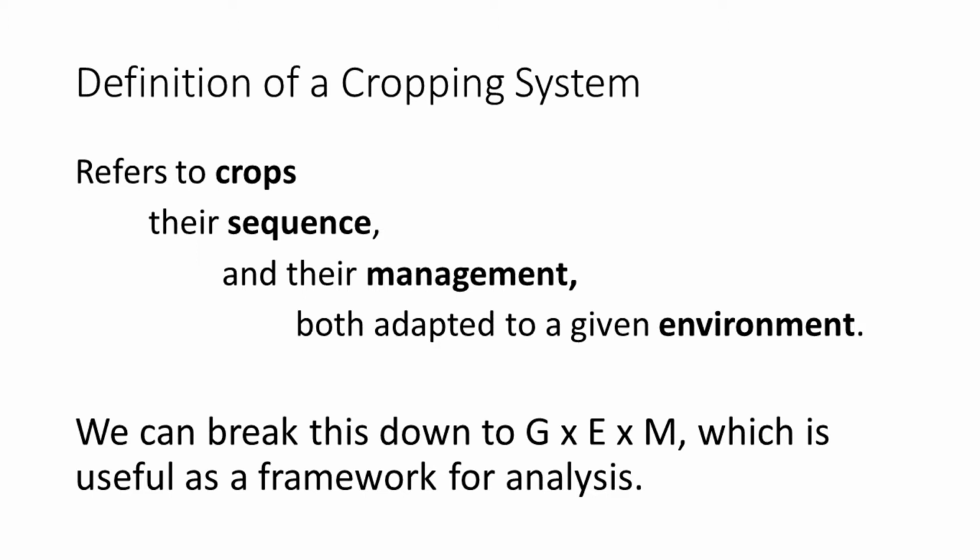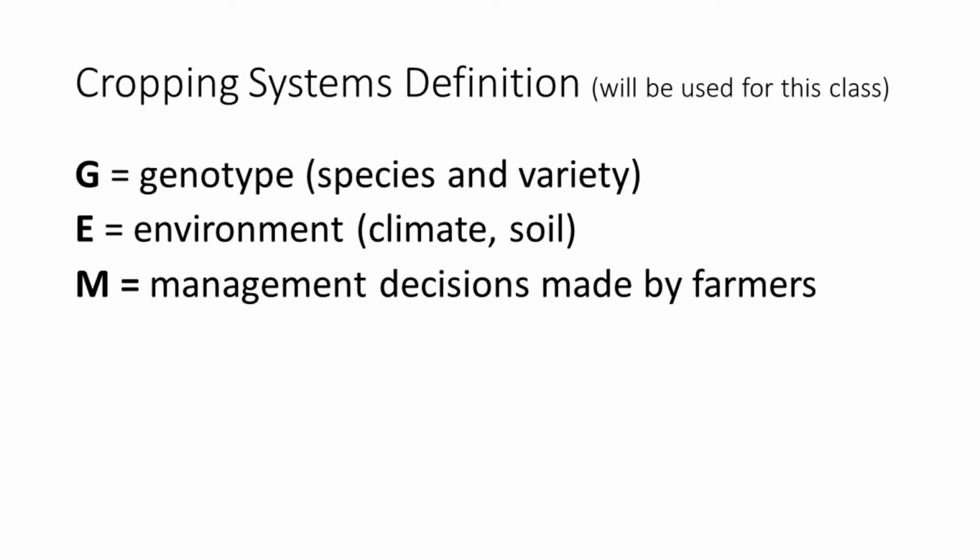Now, we can boil this sentence down. We can pare it down to basically three different letters separated by two X's, G by E by M. All right, now what do each of those three letters mean? Okay, so the G refers to genotype, which is the crop species that are grown over time in a given farm, and within species, the variety that is chosen.